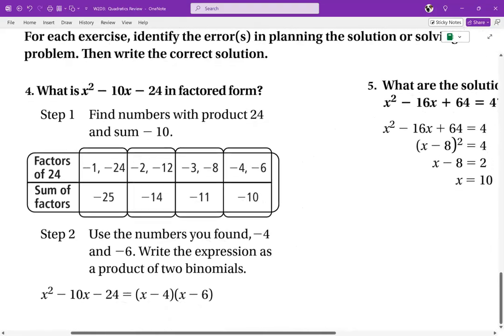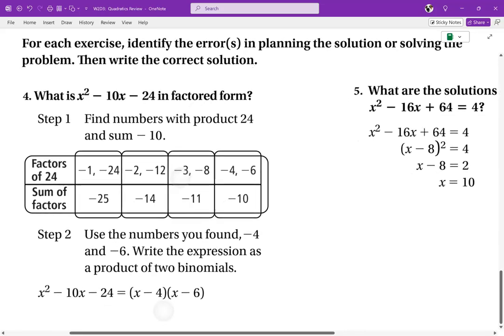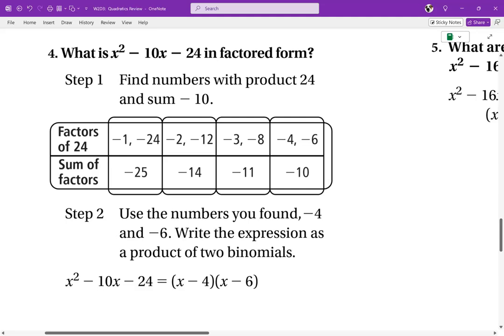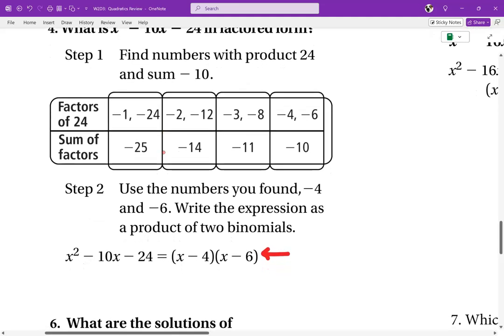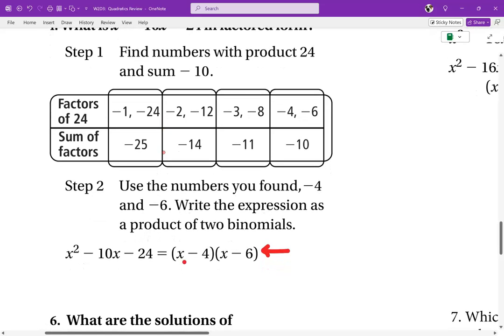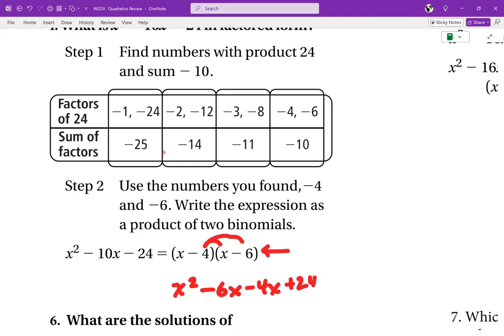For these exercises, identify the error in planning the solution or solving the problem, then write the correct steps. So they say this in factored form is this. They're saying this is the correct answer right here. Is that the correct answer? Well, let's check. What's x times x? That's x squared. What's x times negative 6? That's negative 6x. Negative 4 times x is negative 4x. And negative 4 times negative 6 is positive 24. So that's x squared minus 10x plus 24.